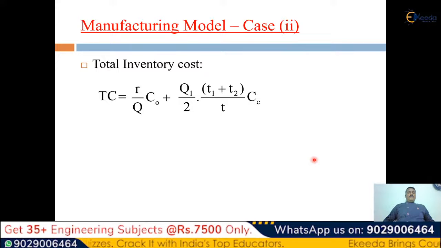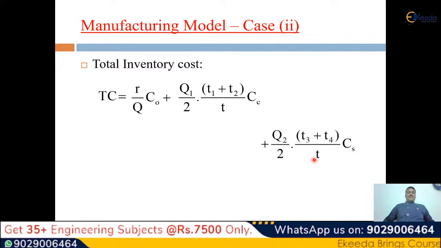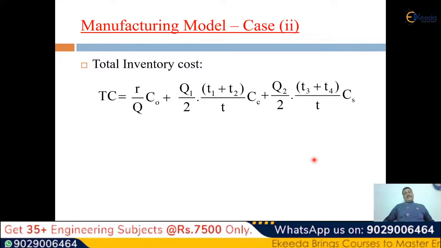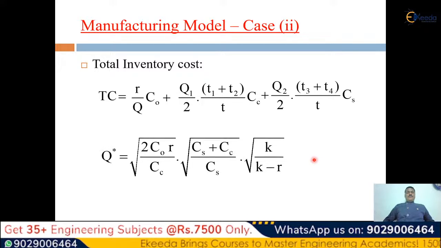Hence, over here the total inventory cost is given as R by Q of Co plus Q1 by 2 into (T1 plus T2) by T into Cc, plus Q2 by 2 into (T3 plus T4) by T into Cs. The overall quantity Q star, or the EOQ, will be given as root over 2 Co R by Cc, into root over (Cs plus Cc) by Cs, into root over K by (K minus R), where these all have the individual notations we discussed in the previous slide.